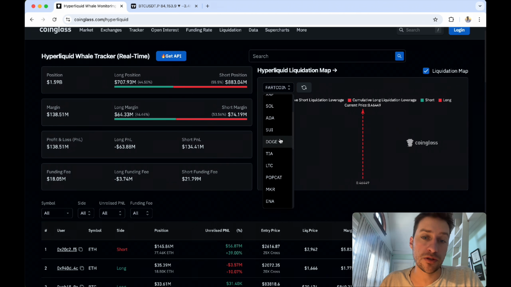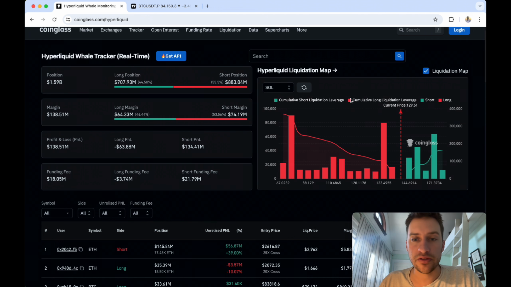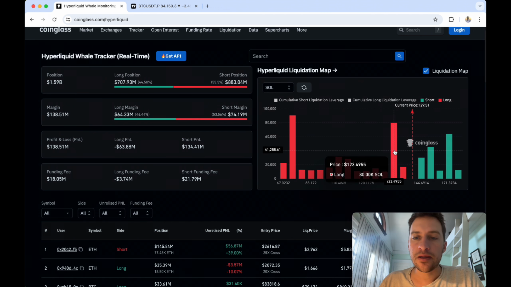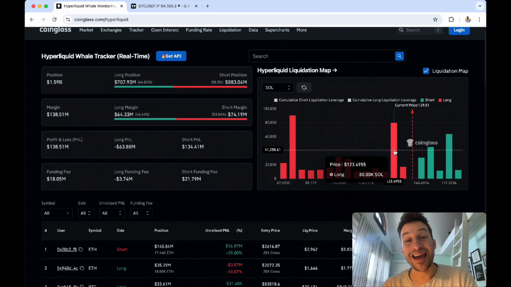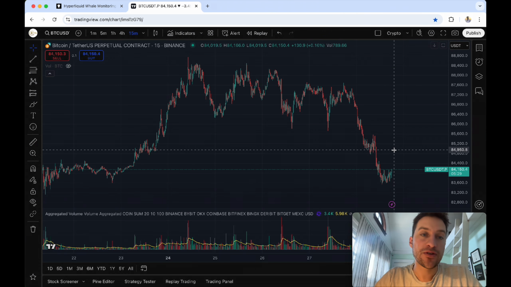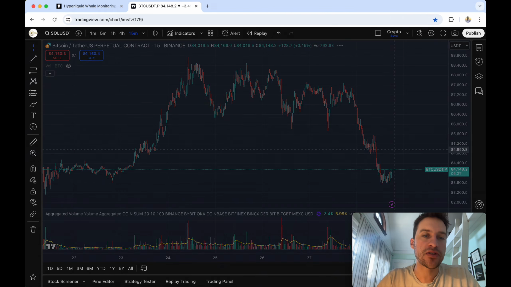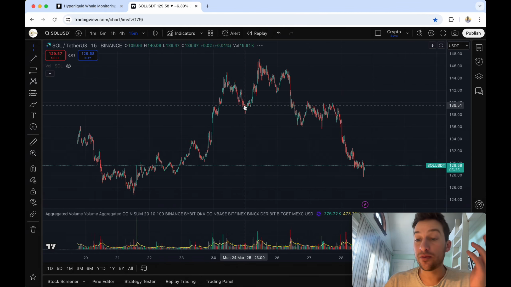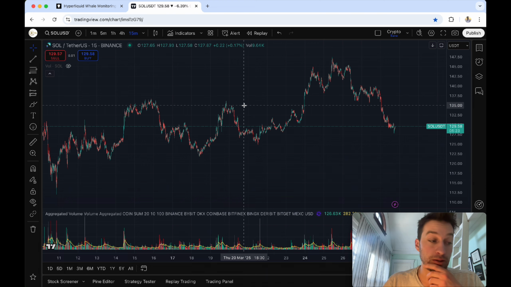We can do Dogecoin, Solana. Solana is obviously going to have a lot of activity. Now in Solana, there's actually an 80,000 liquidation potential at 123.5. So if we want to graph that, we can actually very simply go take a look. Whereas 123.5 is not far away at all.